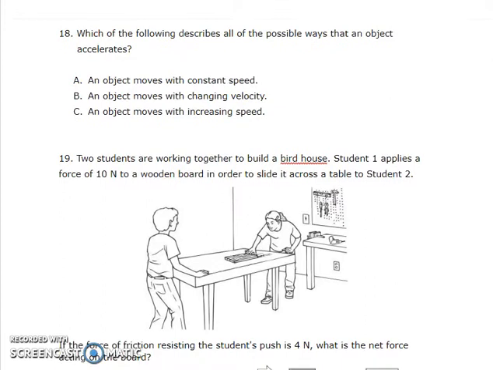Number 18. Which of the following describes all of the possible ways that an object accelerates? A, an object moves with constant speed. B, an object moves with changing velocity. C, an object moves with increasing speed.